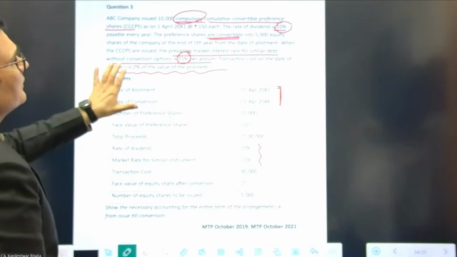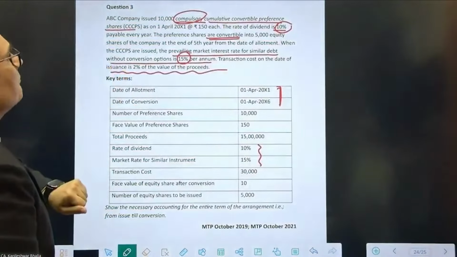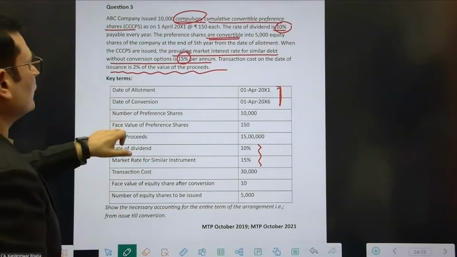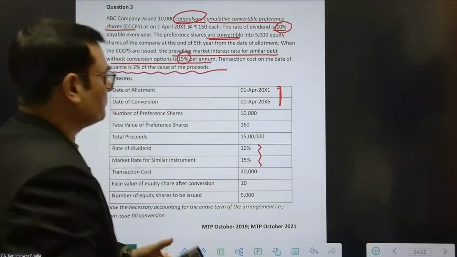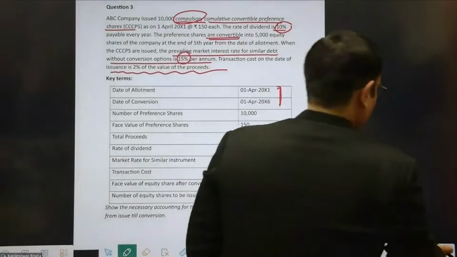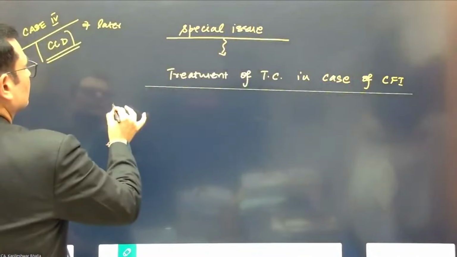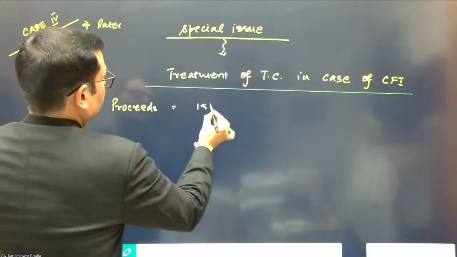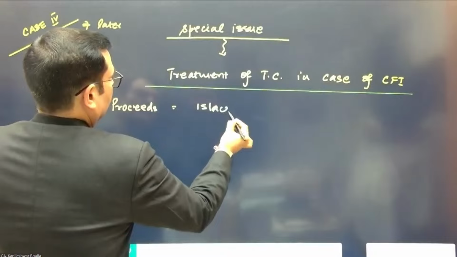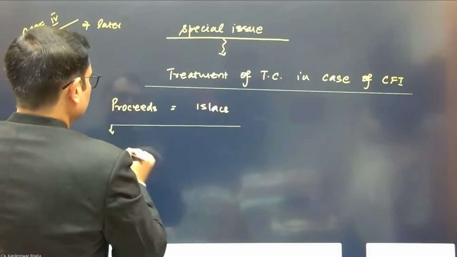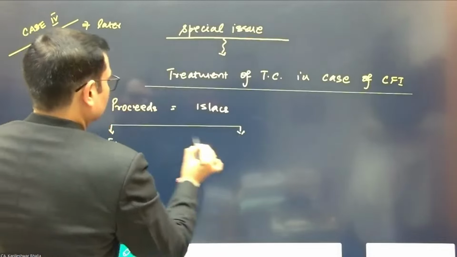I'm just going back to the question. So I am given that in this particular case, the company has raised how much money? The company has raised 10,000 shares, 150 each. What is the proceeds? 10,000 into 150, it comes to 15 lakhs. So I'm looking at the proceeds, that is 15 lakhs. And I want to segregate out of this what is the financial liability and what is the equity component.